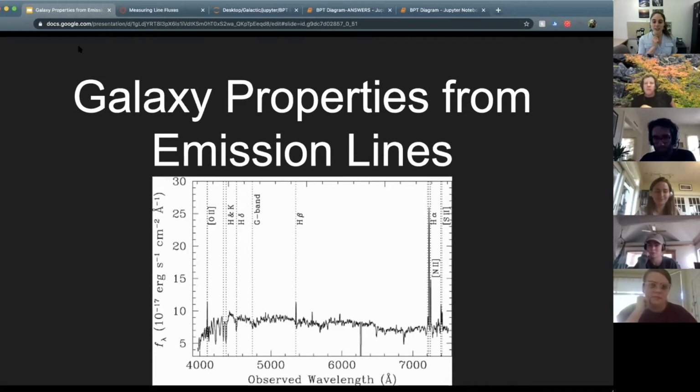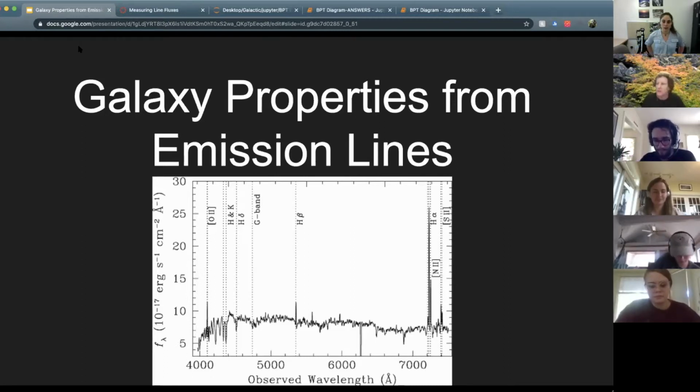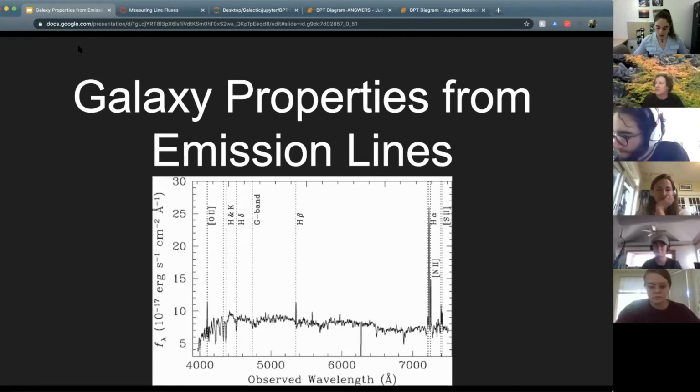Today we're going to be talking a little bit about how we can determine different properties of a galaxy based on the strength of different emission lines. Last class we looked at how we might use emission lines to measure rotation and what that can tell us about galaxies. Today we're going to think about other general properties we might be able to measure by looking at the strength and size of emission lines.